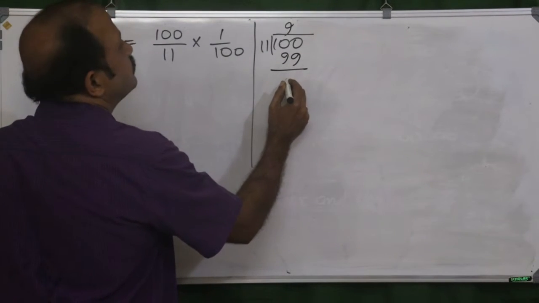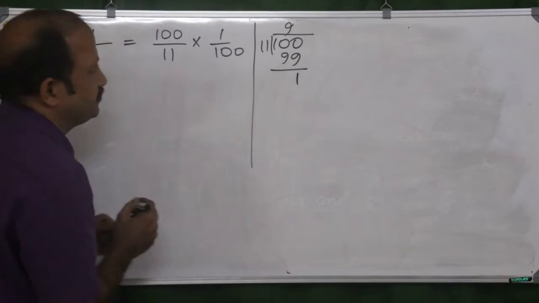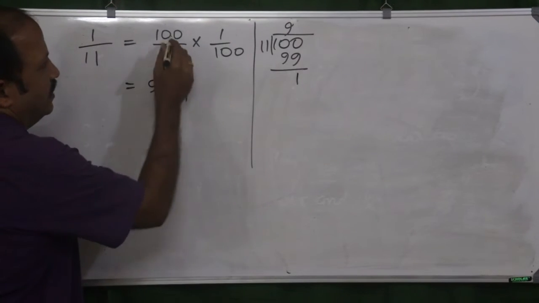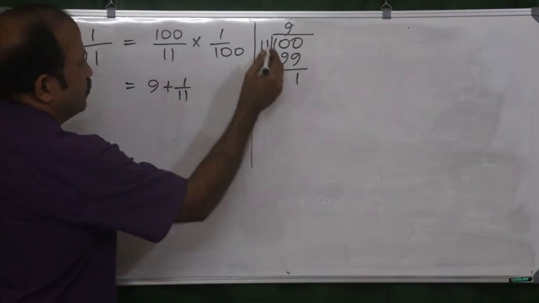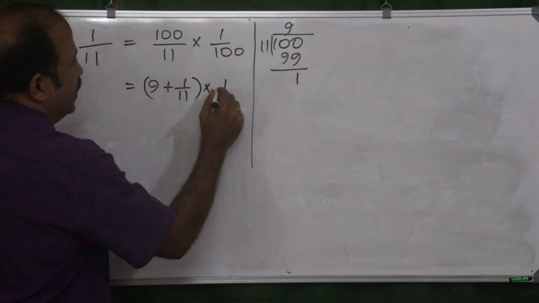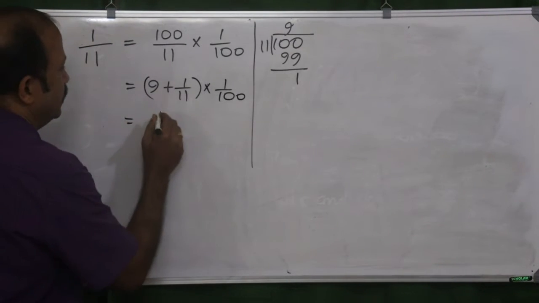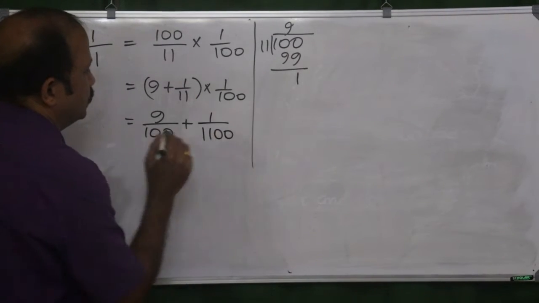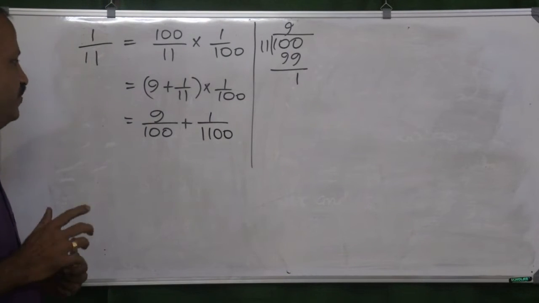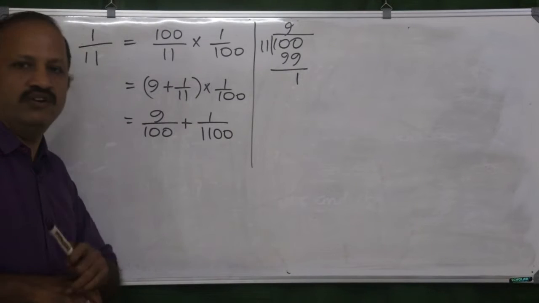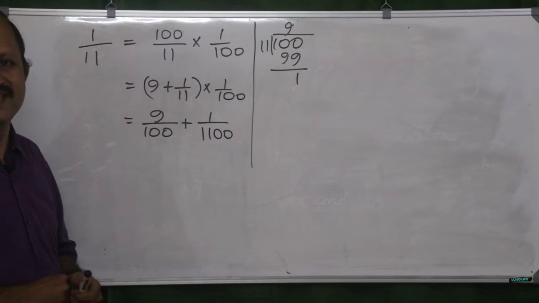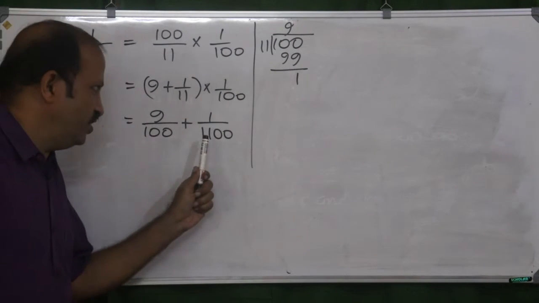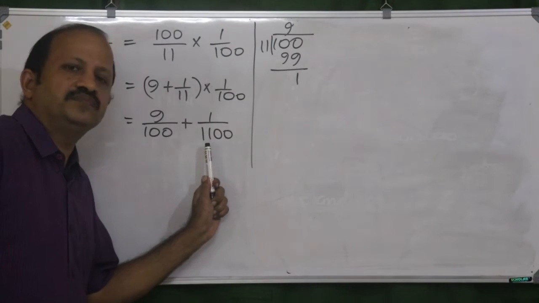9 × 11 is 99, so 1 is the remainder. So it is equal to 9 + 1/11. 100/11: 9 is the quotient, remainder 1, so 1/11 into 1/100, that is 9 × 1 = 9/100 plus 1 × 1 = 1/1100. How many 1/100s we checked? So there is something extra, 1/1100 is more, isn't it? Next, we have to check how many 1 by thousands. That is our normal procedure. But you see here, the remainder here is 1 by 1100.